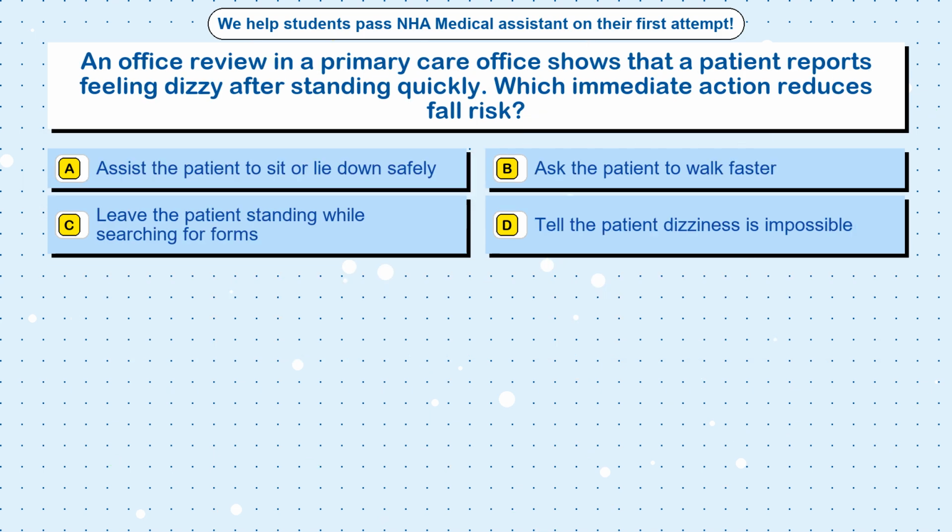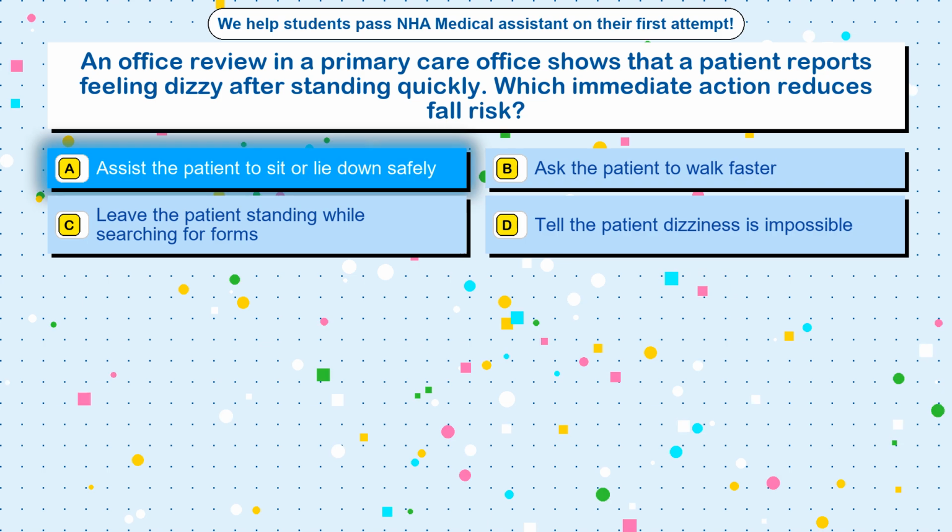Question 12. An office review in a primary care office shows that a patient reports feeling dizzy after standing quickly. Which immediate action reduces fall risk? Option A. Assist the patient to sit or lie down safely. Option B. Ask the patient to walk faster. Option C. Leave the patient standing while searching for forms. Option D. Tell the patient dizziness is impossible.